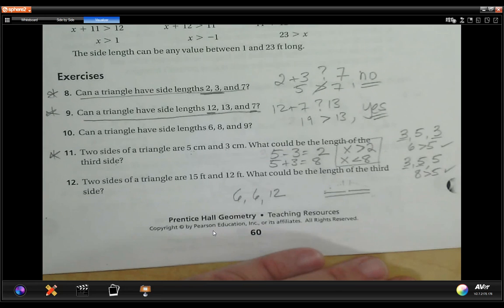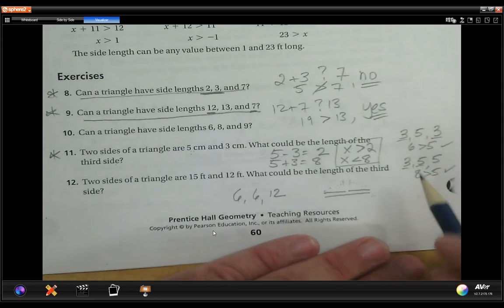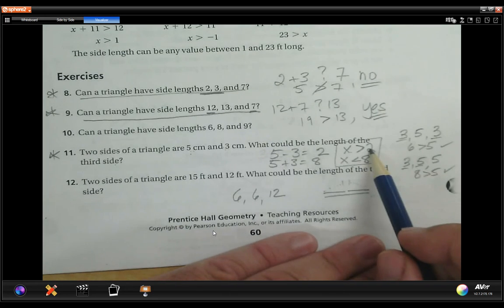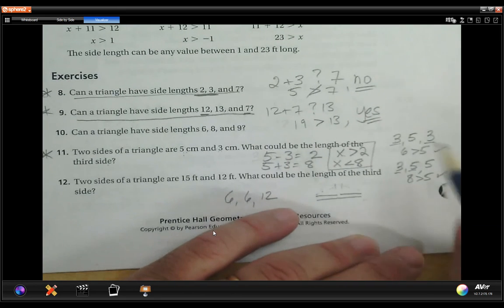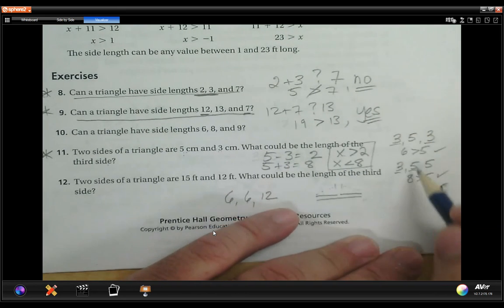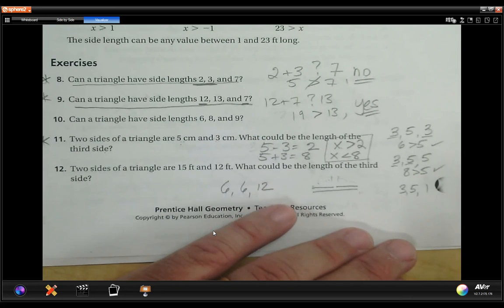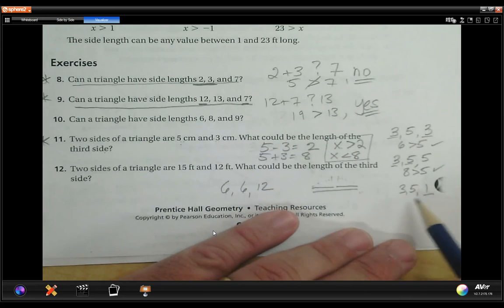However, if I get something that is less than that, for example, this says X is greater than 2. What if I try 1? Well, if I had 3, 5, and 1, and I take my smallest two sides, I've got 1 and 3, which equals 4.